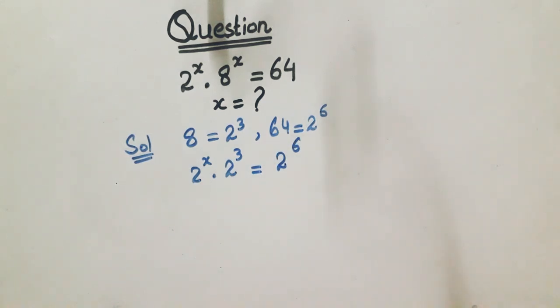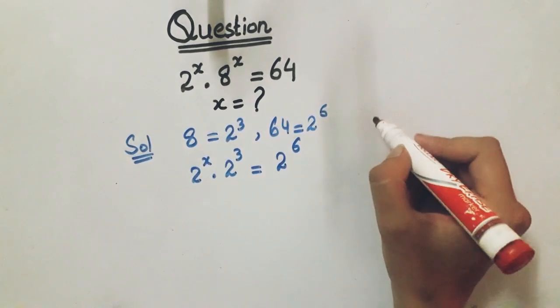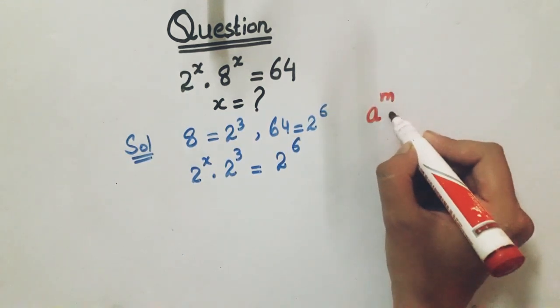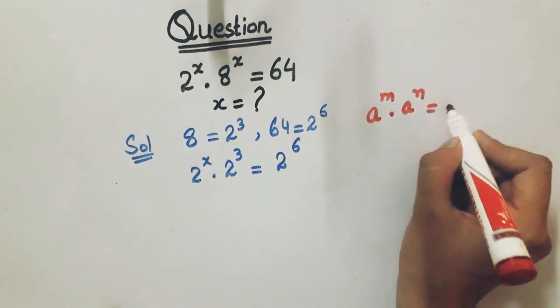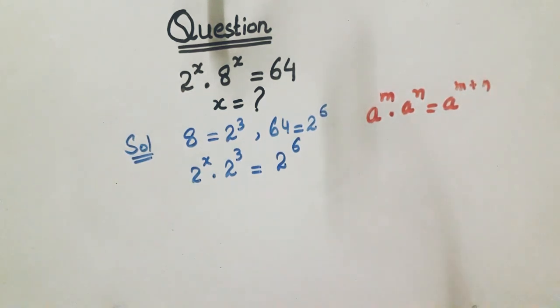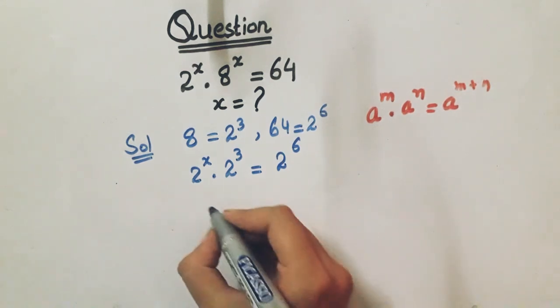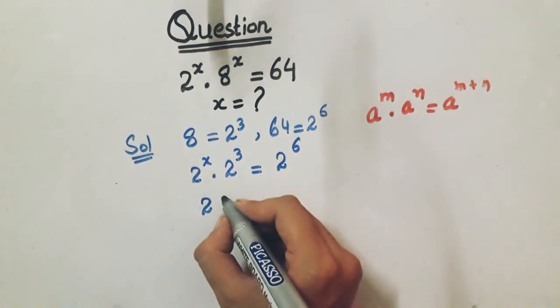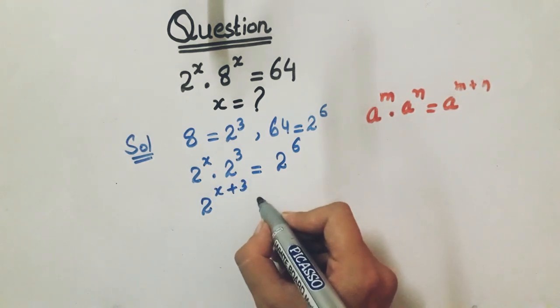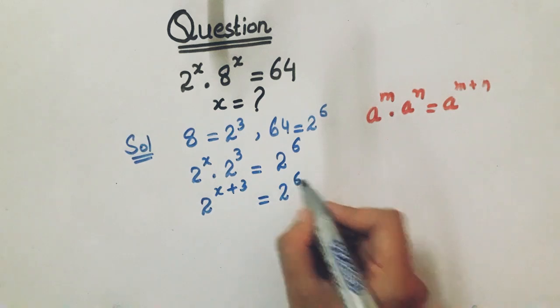Now here we apply an important rule. According to that, if we have a raised to power m multiplied by a raised to power n, this will equal a raised to power m plus n. So we will apply this identity here. According to that, 2 raised to power x plus 3 equals 2 raised to power 6.